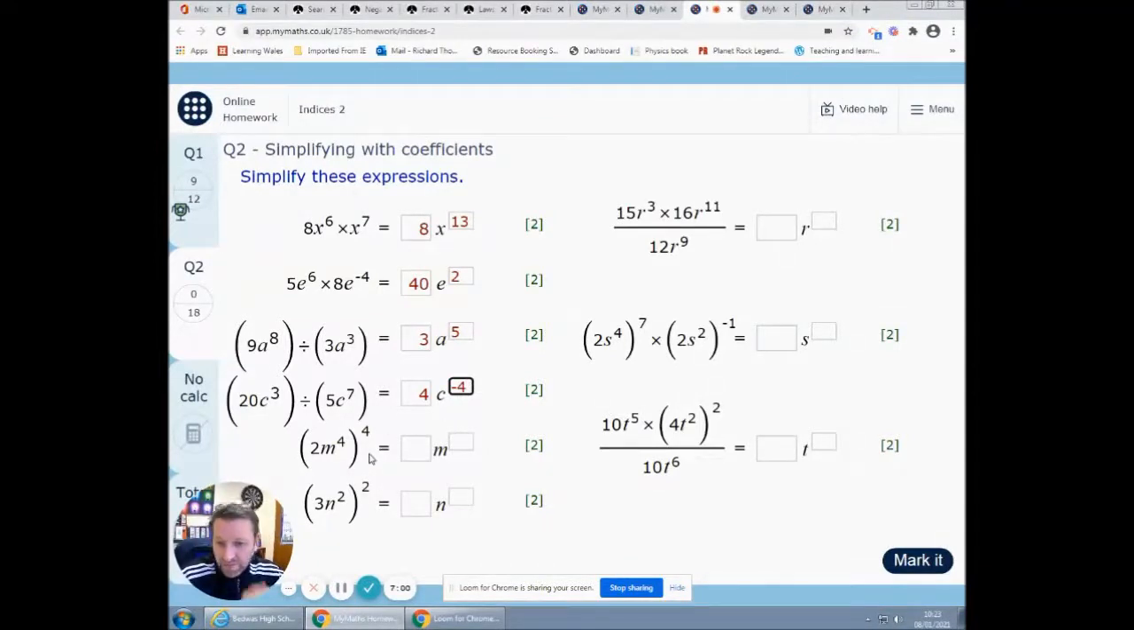Right, now this one's a bit trickier. Here, I've got to deal with this 2 being to the power of 4, right? So that means 2 times 2, there's my phone, times 2 times 2.